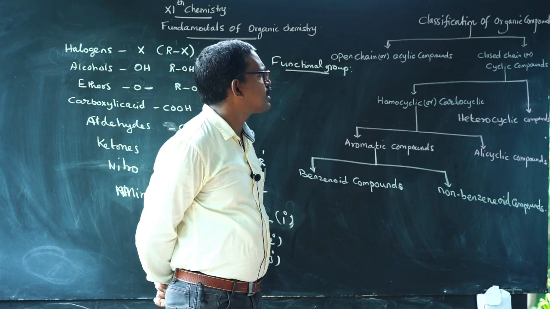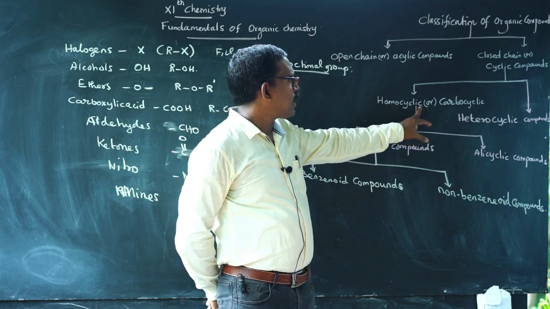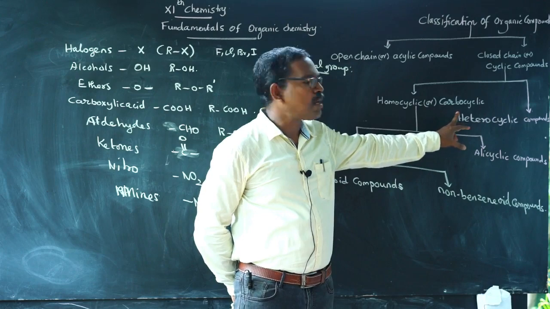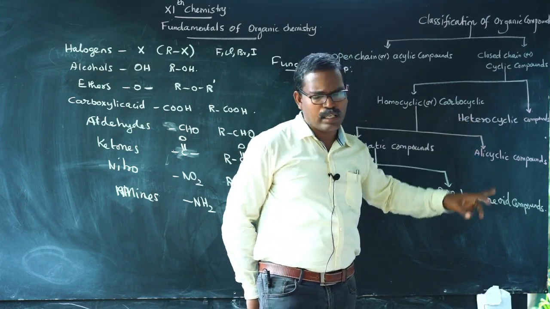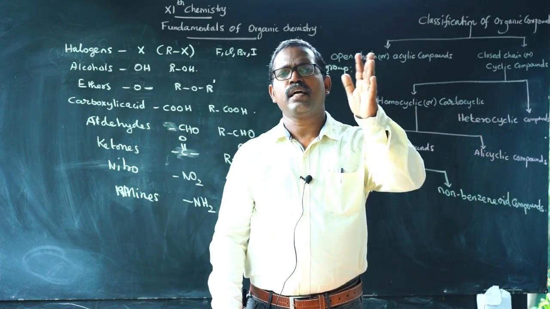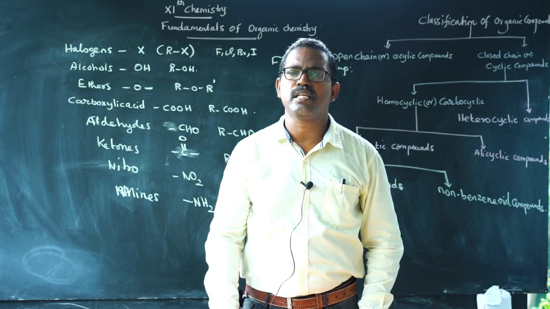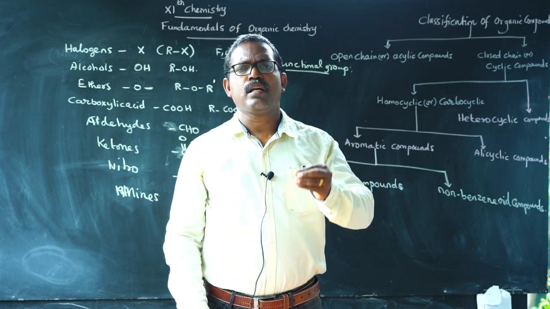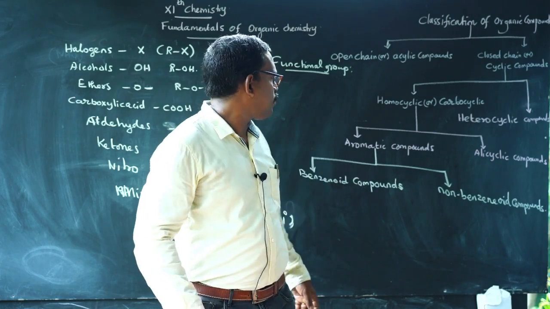Closed chain or cyclic compounds are further classified into two types: homocyclic or carbocyclic compounds, and heterocyclic compounds. Heterocyclic compounds have, in addition to carbon and hydrogen, other heteroatoms like nitrogen, oxygen, phosphorus and sulfur present in the ring, especially furan, pyridine, etc. These are the heterocyclic compounds.